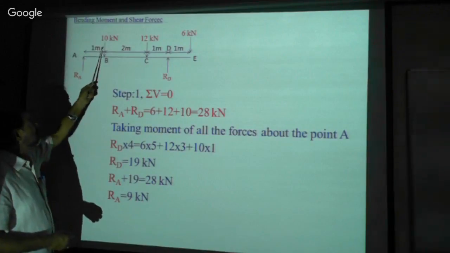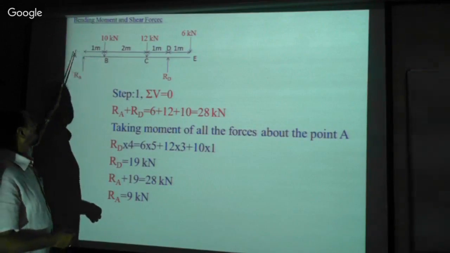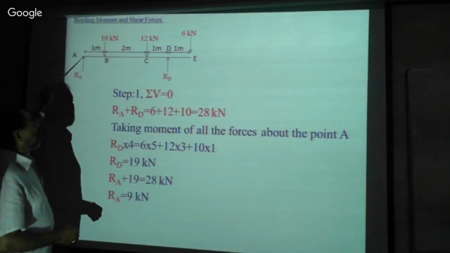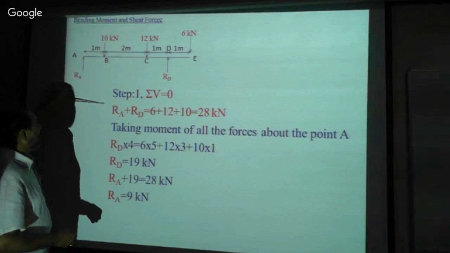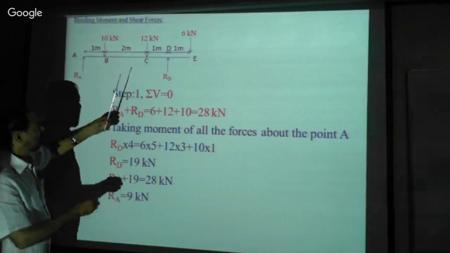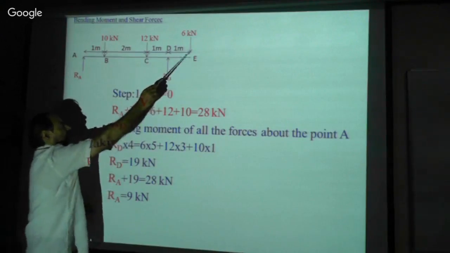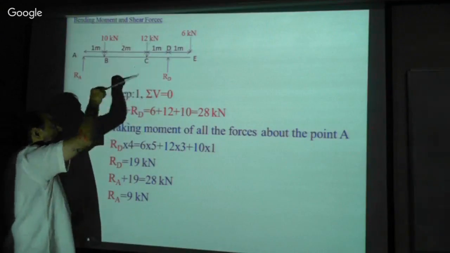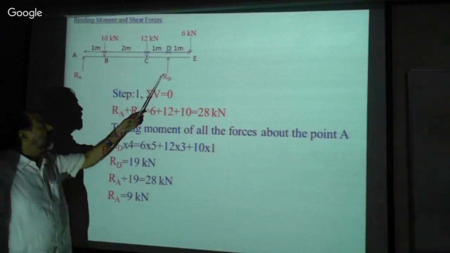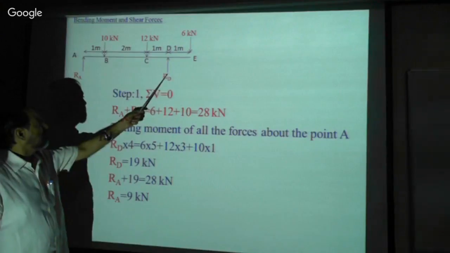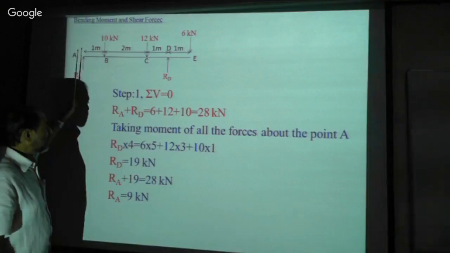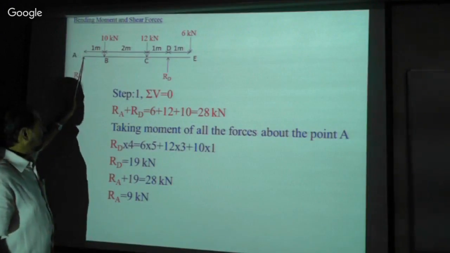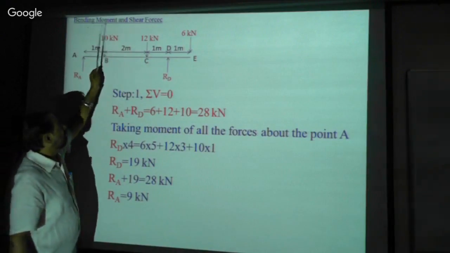Isn't it? Now, with respect to this A, we are considering the moment at A. That is 10 into 1, a clockwise moment, and another force creating a clockwise moment, and another. There are three forces creating clockwise moments. And the reaction creates an anti-clockwise moment with respect to A. Isn't it? Now, taking moment about A, this is Rd multiplied by distance.